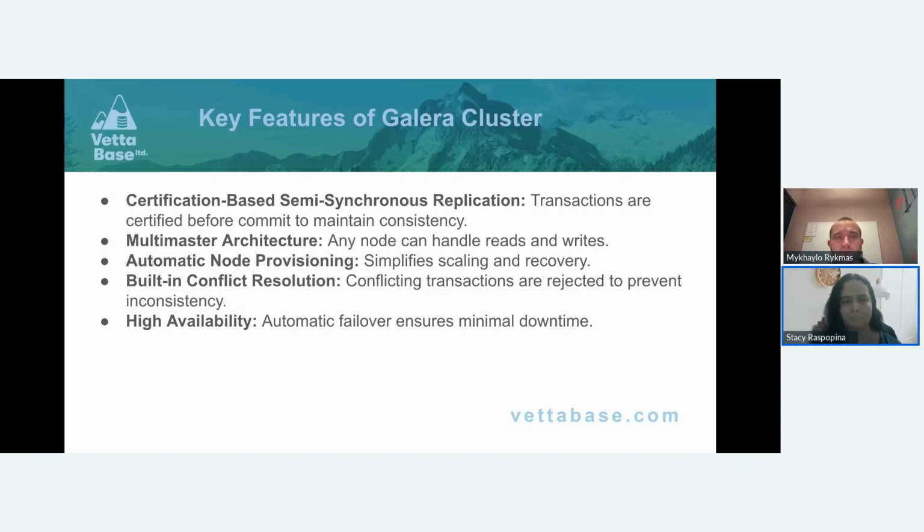Galera has high availability. Its automatic failover ensures downtime could never happen, or you can minimize downtime if needed. So if a node goes offline, the cluster continues operating without interruption, and you can keep mission critical applications running. The only thing you need to focus on is quorum, which means the majority of nodes are in a working and healthy state.